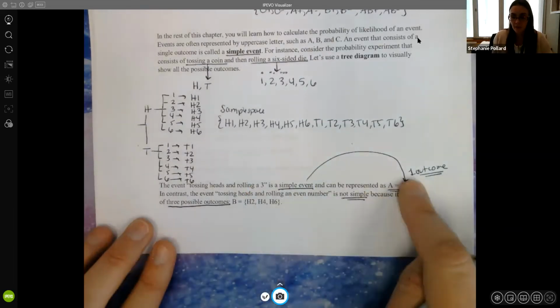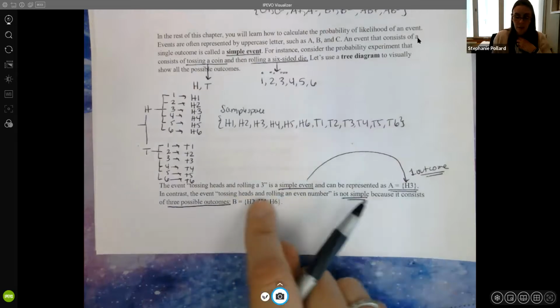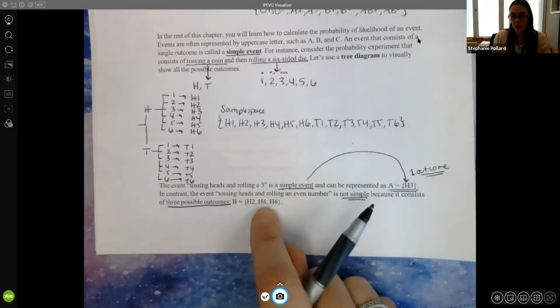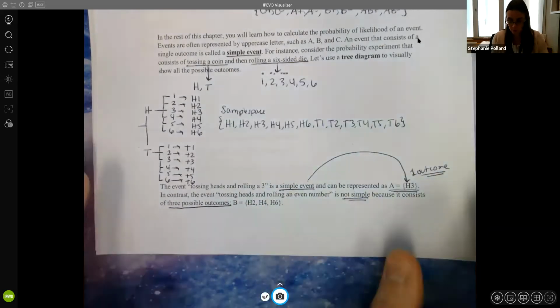So this is a simple event. There's only one thing to get that to happen. Whereas here, event B has 3 different options to have success there, right? So simple event, one outcome; not a simple event, more than one outcome.